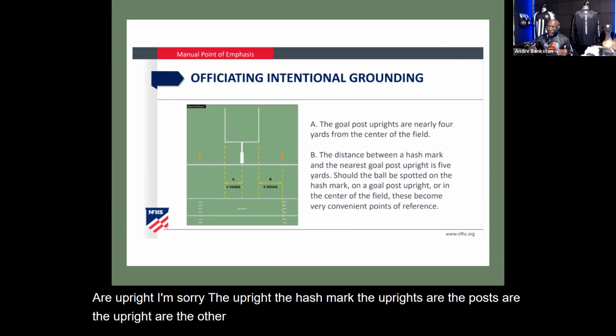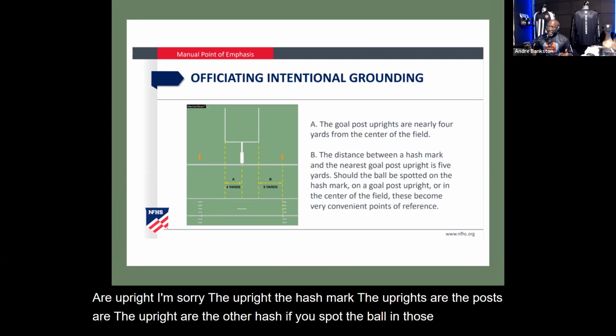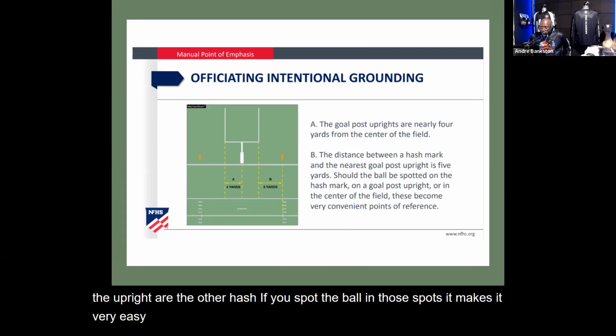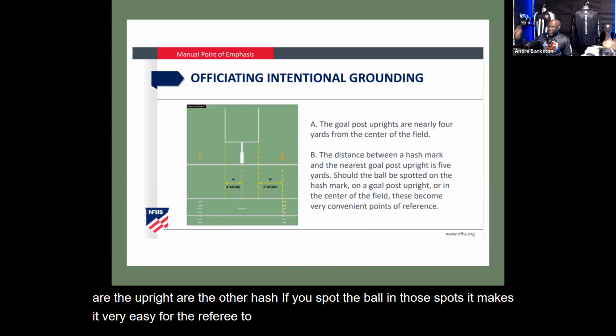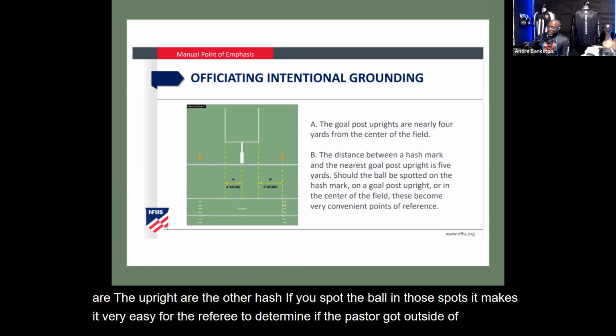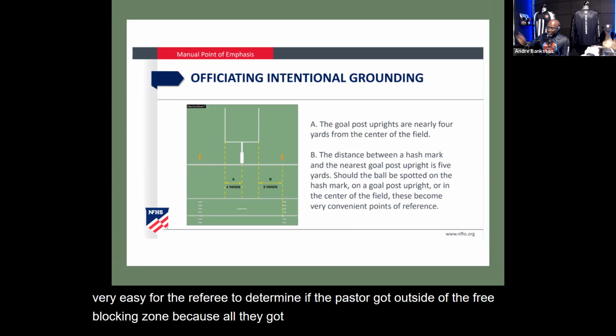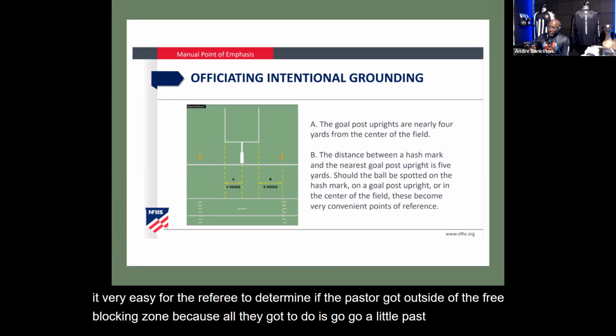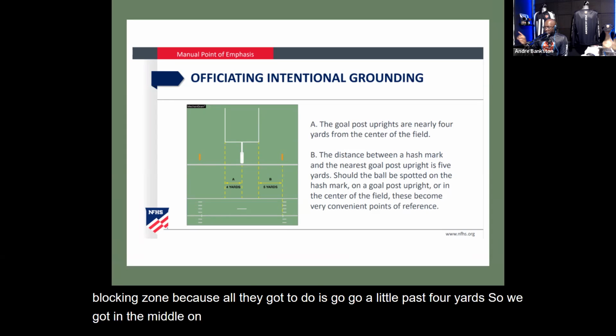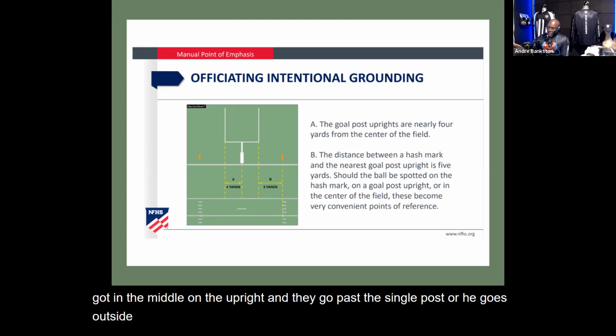If you spot the ball in those spots, it makes it very easy for the referee to determine if the passer got outside of the free blocking zone, because all they've got to do is go a little past 4 yards. So if we've got it in the middle on the upright and he goes past the single post, or he goes outside the hash, we automatically know that he's fine if he throws away the ball.